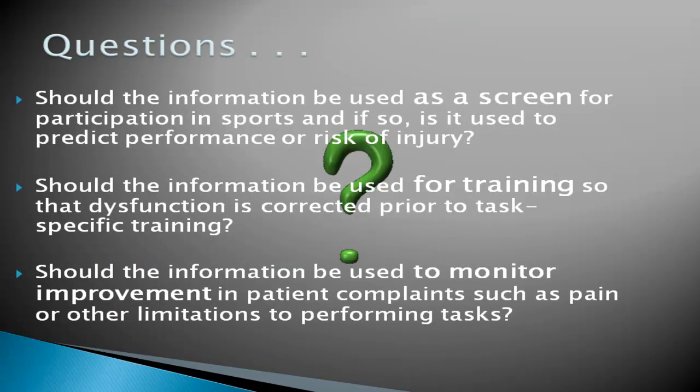There are therefore many questions in need of answers. Should the information be used as a screen for participation in sports, and if so, is it used to predict performance or risk of injury? Should the information be used for training so that dysfunction is corrected prior to task-specific instruction? And should the information be used to monitor improvement in patients' complaints, such as pain or other limitations to performing tasks?